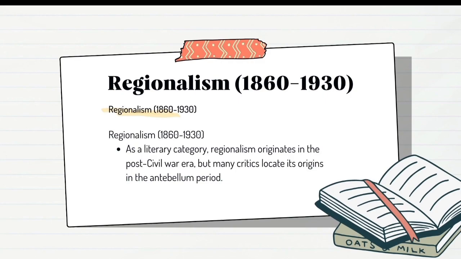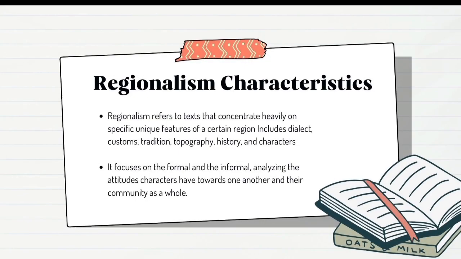In the late 19th century, the term got used interchangeably with local color, especially to designate stories set in relatively undeveloped areas like coastal New England, the South, the Midwest, and California. Next is the characteristics of regionalism.